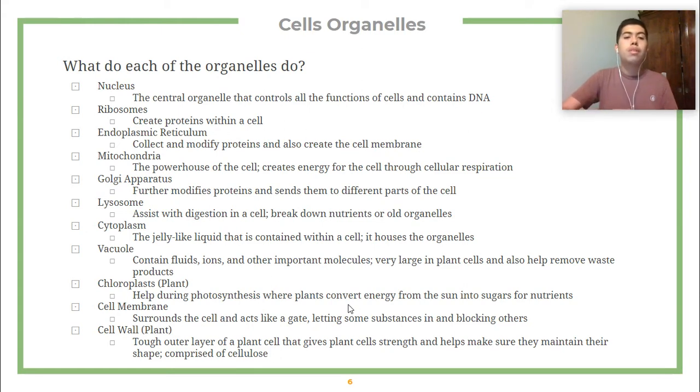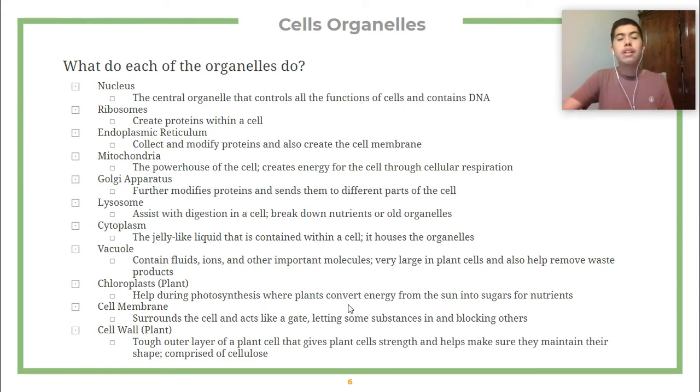The ribosomes create proteins in the cell. So proteins are key for cells and for organisms. And you have the endoplasmic reticulum. The endoplasmic reticulum collects and modifies protein and also creates the cell membrane, which we'll talk about a little bit later. But make sure you know that the endoplasmic reticulum collects and modifies protein. So if we're thinking of an analogy, it's like the post office. It kind of collects packages and sends them off to other places.